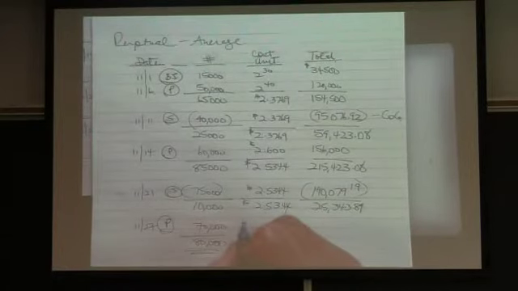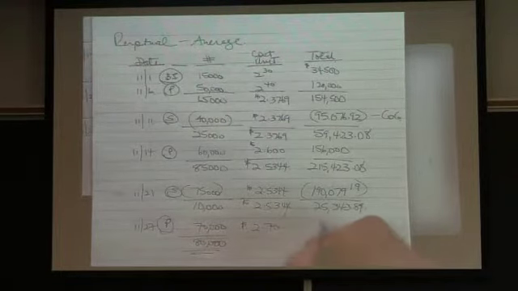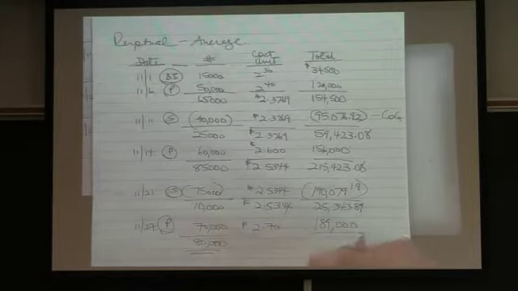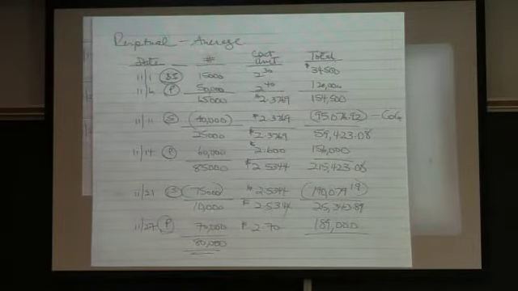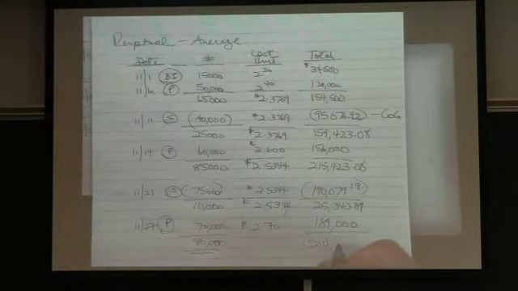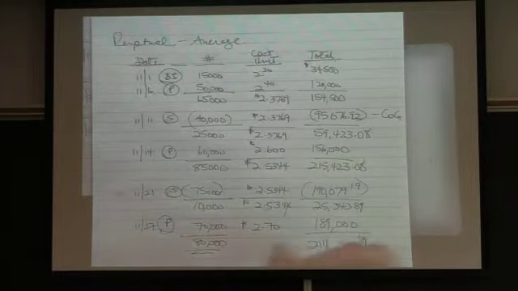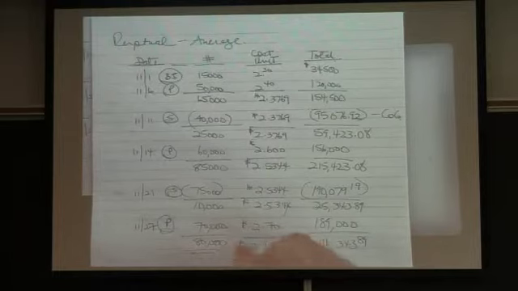And this purchase was $2.70. That's $189,000. So let's take $189,000 plus $25,343.89. That gives us $214,343.89, and the per unit cost is $2.6792 per unit.